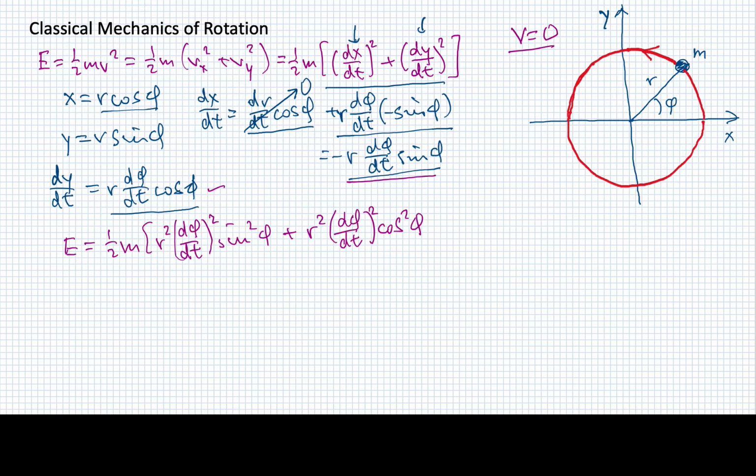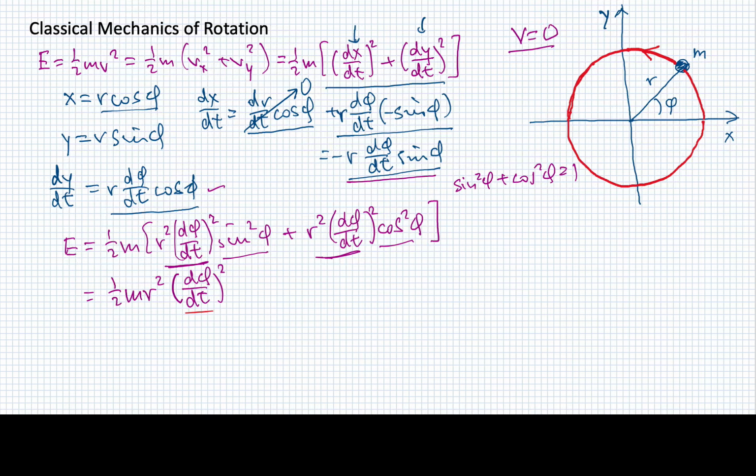And the second term, squared, will be plus r squared d phi/dt squared times cosine squared of phi. Now you'll notice that these terms are the same for both of these, and so I just have sine squared plus cosine squared. I hope you remember enough trigonometry to know that sine squared plus cosine squared of any angle is always equal to 1. So that means that my final expression for the energy is going to be 1/2 m r squared times (d phi/dt) quantity squared. Now this is a perfectly adequate way of writing this down, but it turns out that it's a little awkward to be writing this as a derivative with respect to time.